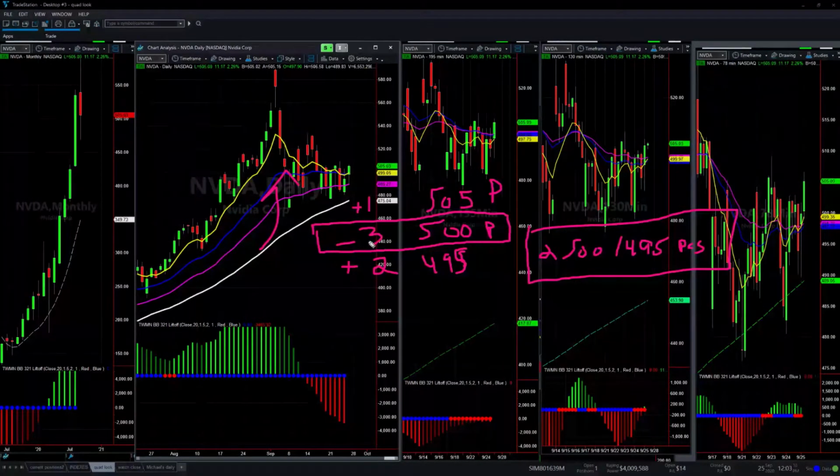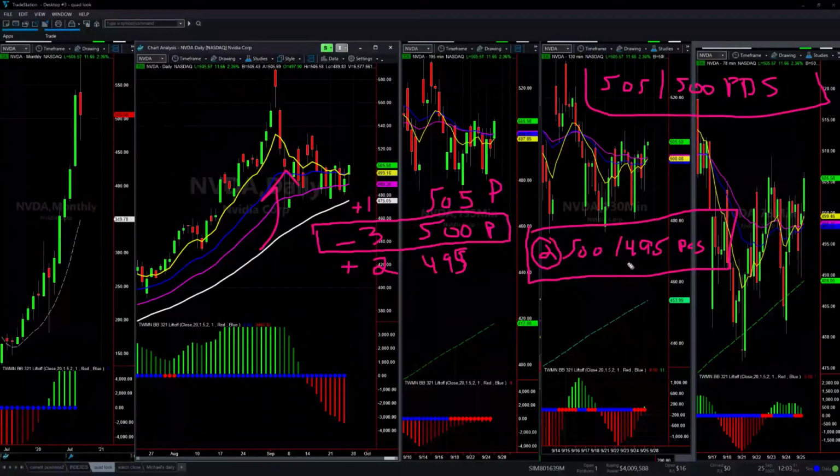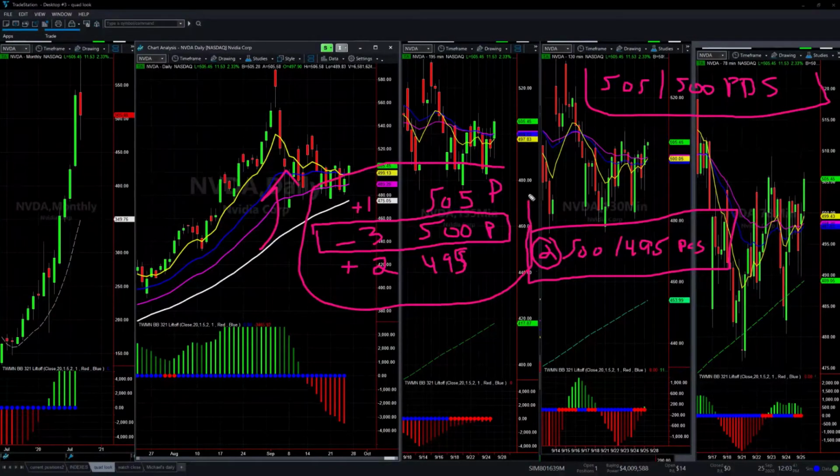You've got 3 of the shorts. But remember, you got 1 505 up here. So what do you have? You basically have a 505, 500 put debit spread on top, right? You got the 505 and the 500, and you got 2 of the 500, 495 put credit spreads. When you add these together, these 4 and 2 strikes, you have 6 strikes. That's the entire position.